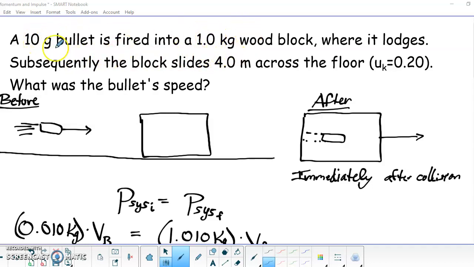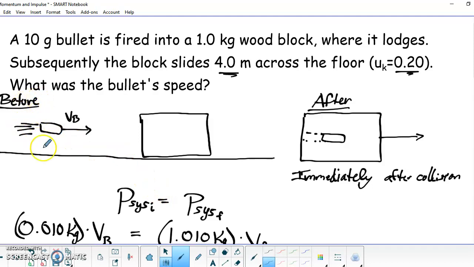So here's our setup. We've got a 10-gram bullet fired at a 1 kilogram block, and it lodges itself into the block. And the two objects, the bullet and the block, move together after the collision. And after they move, they slide for 4 meters across the floor, and we have a coefficient of kinetic friction for the block on the floor, and we want to know what's the bullet's initial speed. So let's call this initial speed VB, for B being for the bullet.